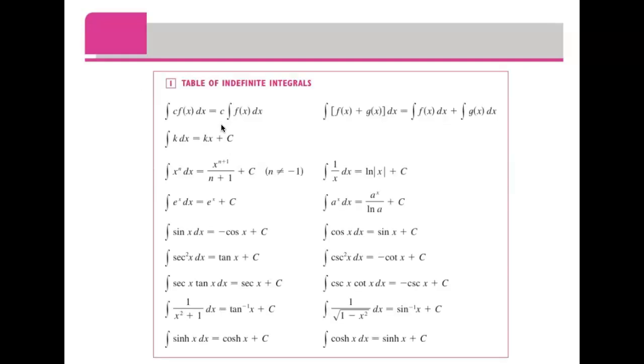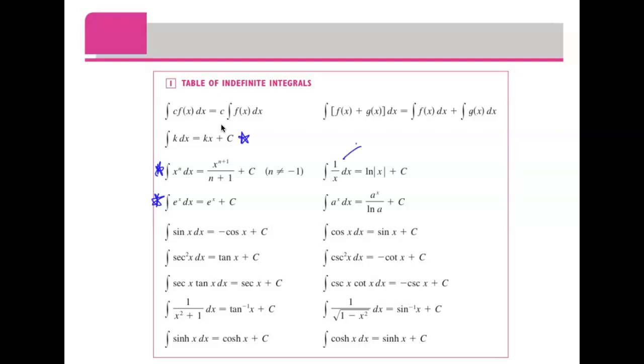Here's a big old table of antiderivatives. A couple of things that I'll note for you. The integral of a constant is that constant times x plus C. This is the power rule for antiderivatives that we developed together. A couple of other interesting ones. We know that the derivative of e to the x is e to the x, so that means the integral of e to the x is also e to the x, right?